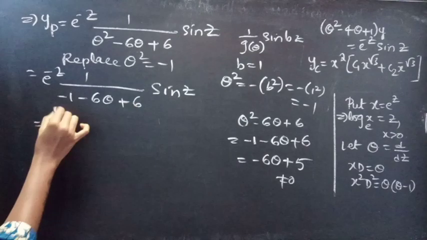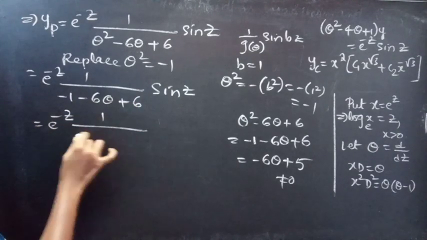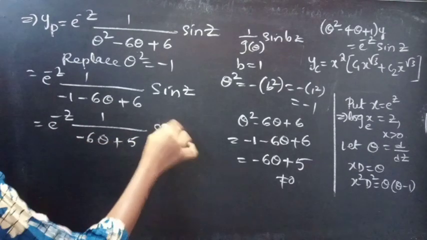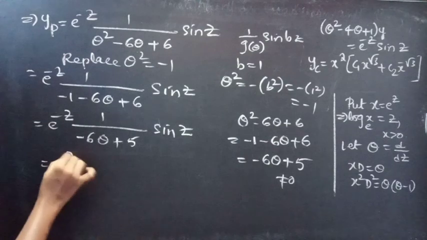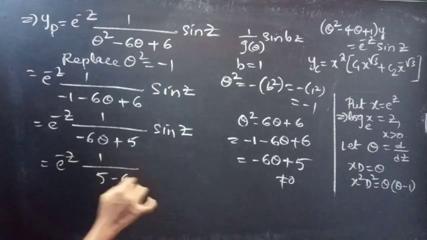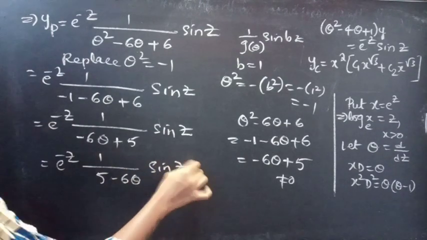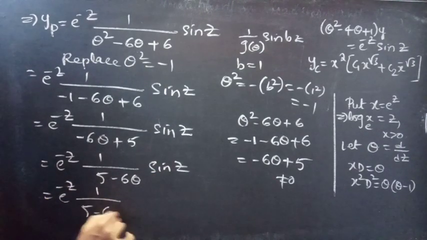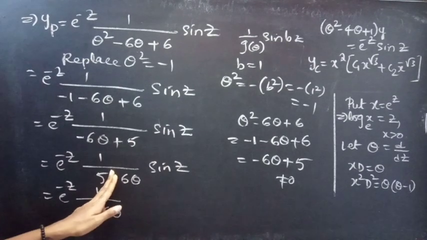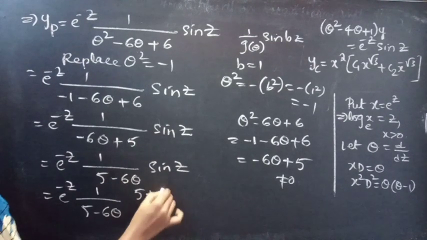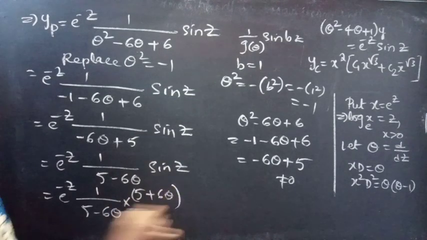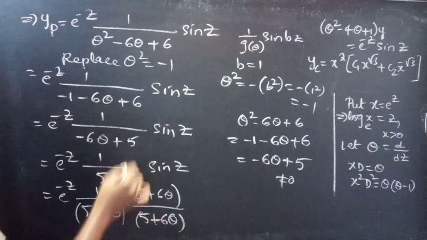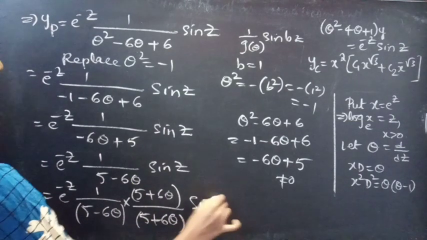which is equal to e power minus z into 1 by minus 6 theta plus 5 into sine z, or we can write the denominator as 5 minus 6 theta into sine z. Equal to e power minus z into, the denominator we are having minus, right? Just replace this minus with plus, we'll get 5 plus 6 theta. Multiply and divide 5 plus 6 theta to this fraction into sine z.